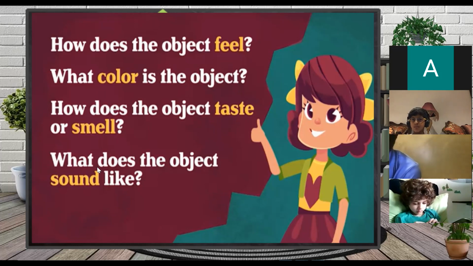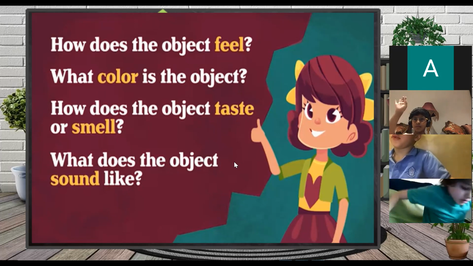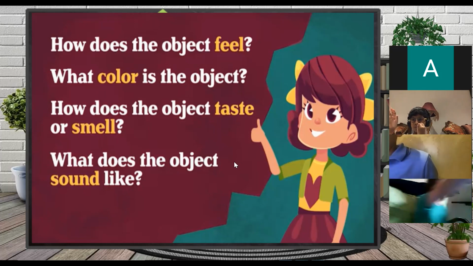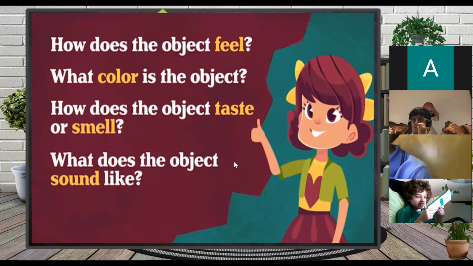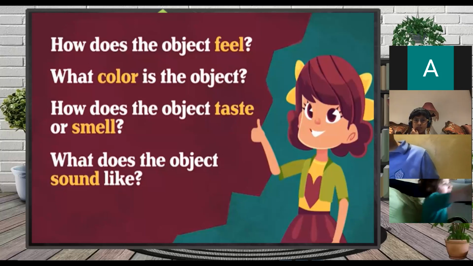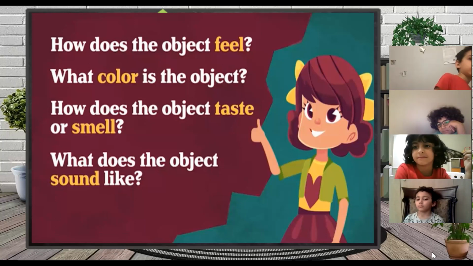Excellent. Now, what does the object sound like? Let's think of something you can observe and know how it sounds. Think about something you want to observe, Abdelilah. Look around you in your room. What do you see that can make a sound? Abdelilah, are you there? Yes, Abdelilah? Okay, how about trying to knock the desk?